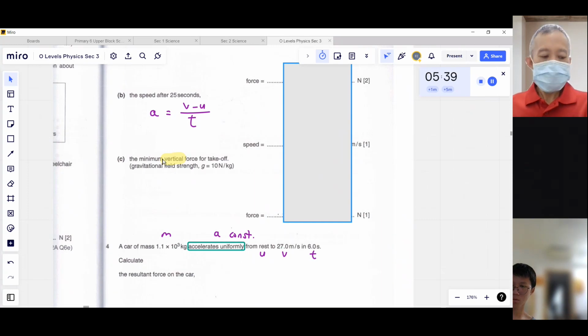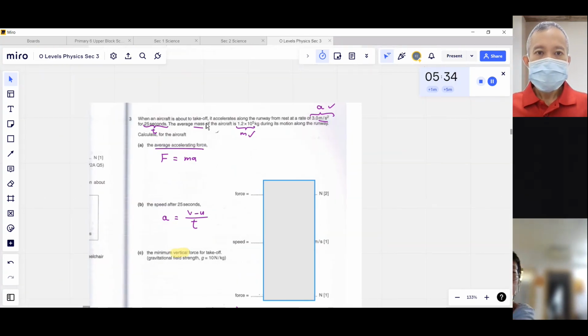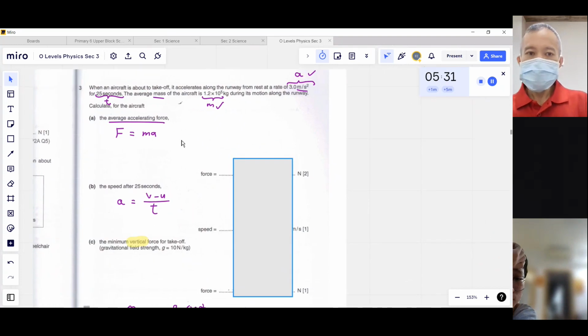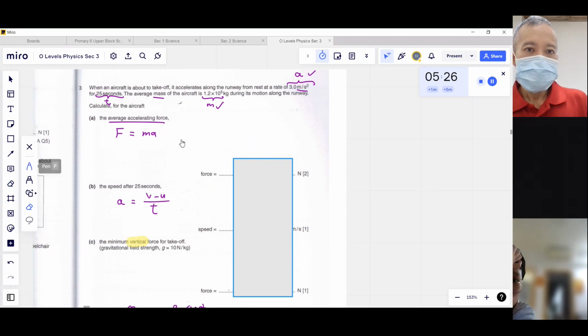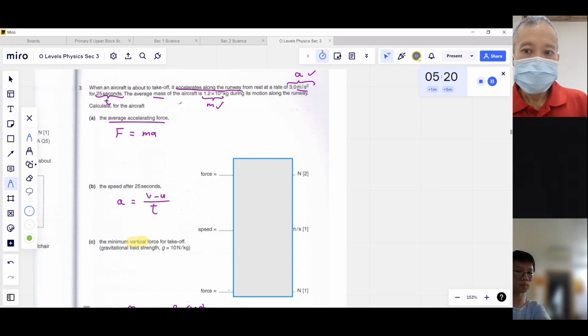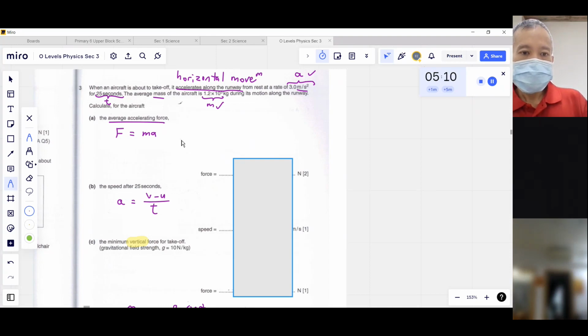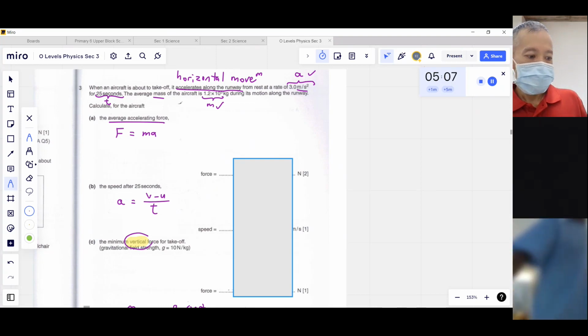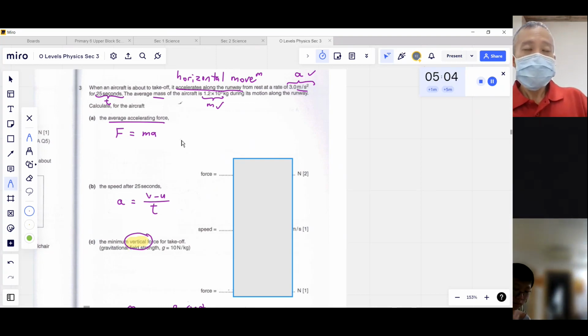About C, now C, you have to interpret it correctly, though, because if you look at the question again, what does it say? Accelerates along the runway. So this is horizontal movement. Okay, but look at this question. It's asking you about the vertical movement. So whatever is given in the question is not applicable.